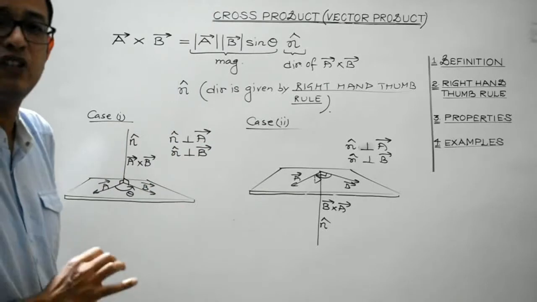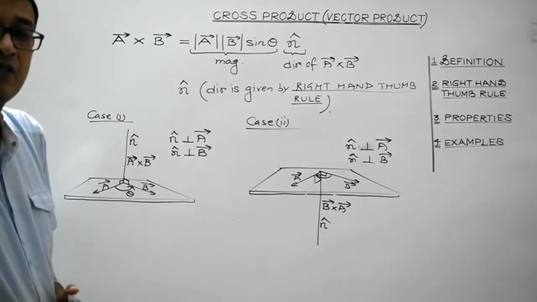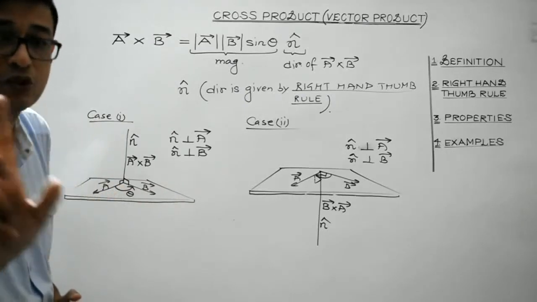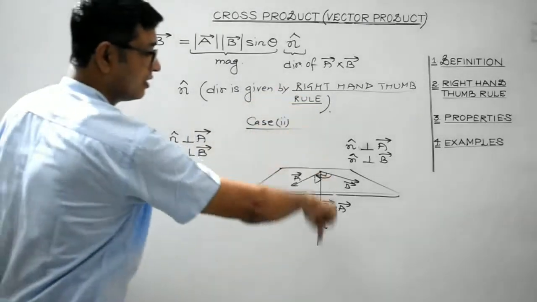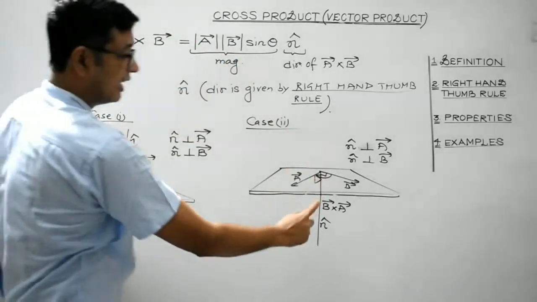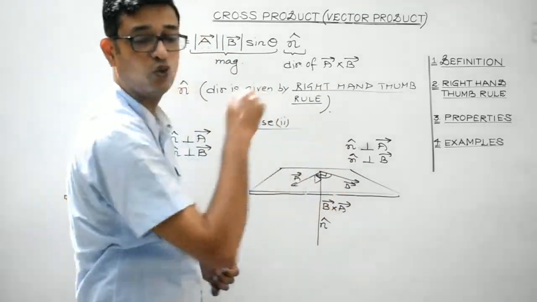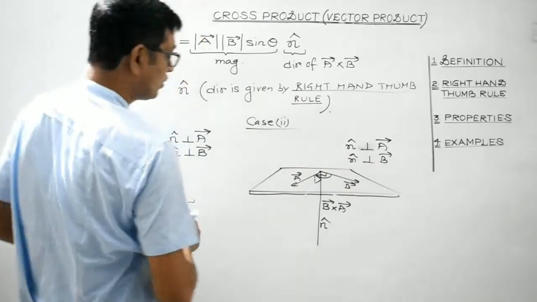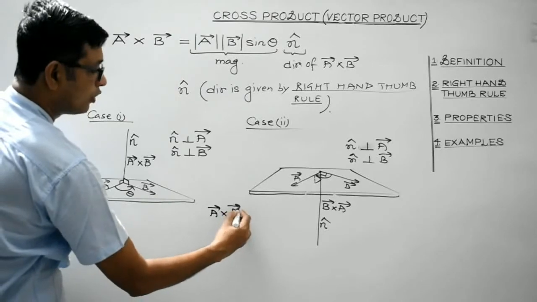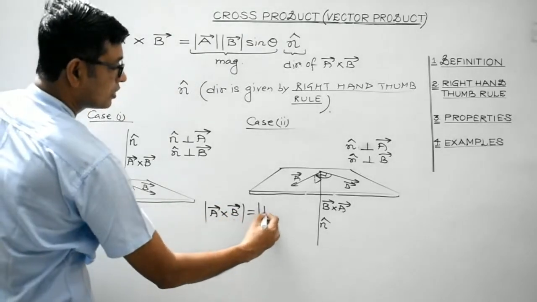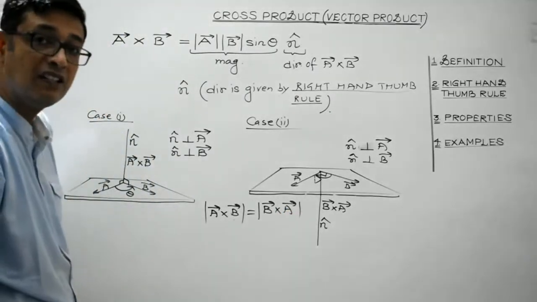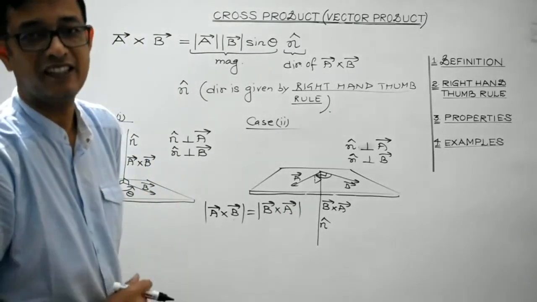So what do you conclude from these two cases? Observe these two cases very, very carefully. Now A cross B or B cross A, both are not equal. Their directions are different. In this case, the direction of A cross B is in the upward direction. The direction of B cross A is in the downward direction. So from this we conclude that although the magnitude of A cross B must be equal to the magnitude of B cross A, no doubt regarding this. But they are oppositely directed.